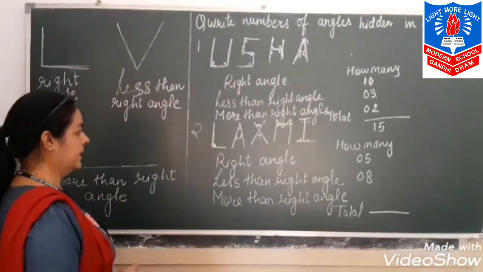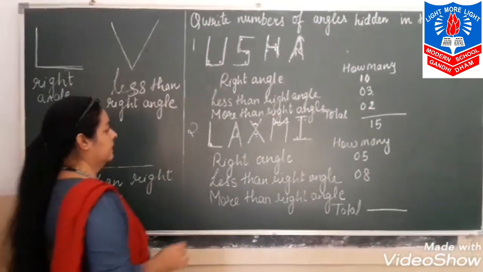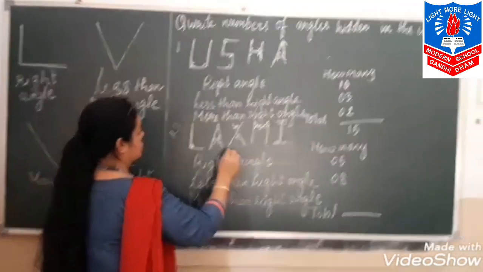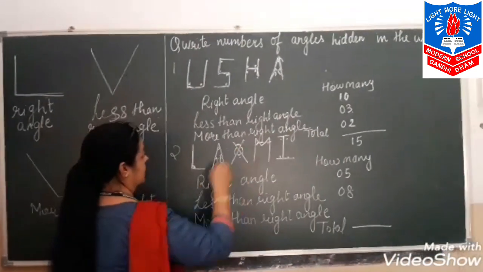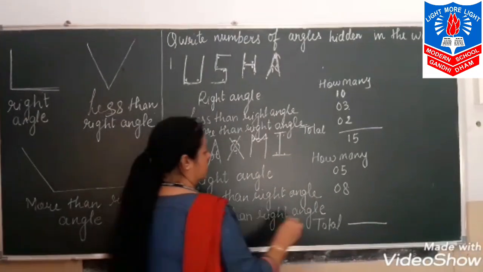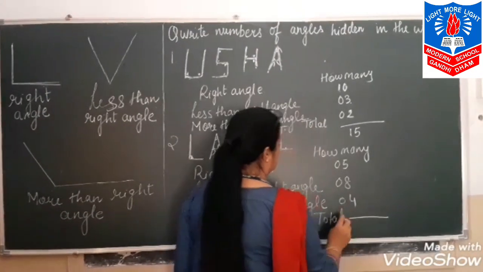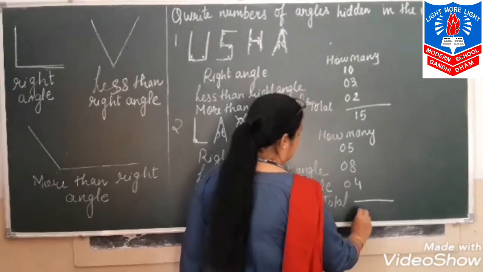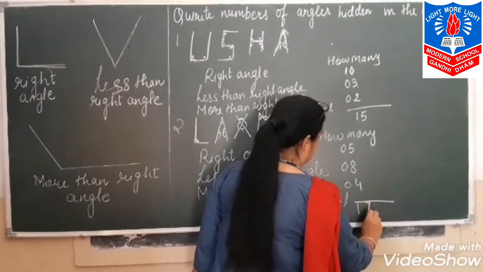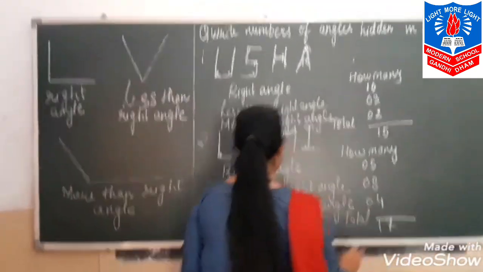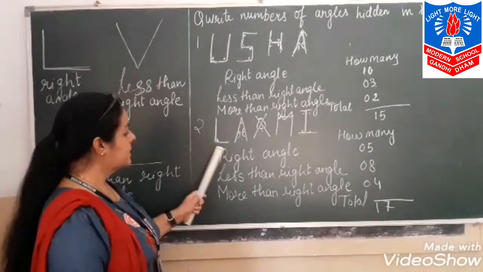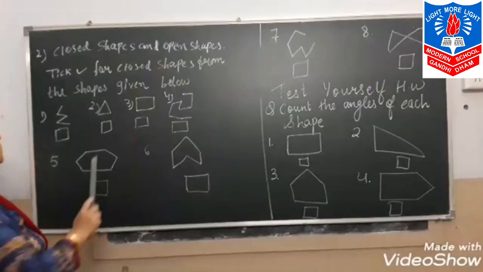Then more than right angle. See here 1 and 2, and here 2, means total 4. 8 and 5, 13. 13 plus 4, 17. So the total number of angles in this word Lakshmi is 17.